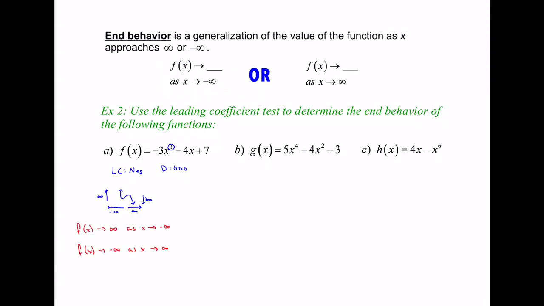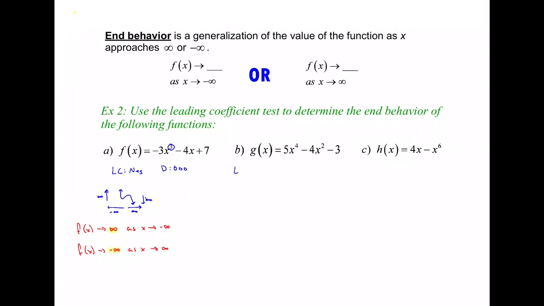So f of x approaches infinity as x approaches negative infinity, and f of x approaches negative infinity as x approaches infinity, based on that general idea of what the graph looks like.